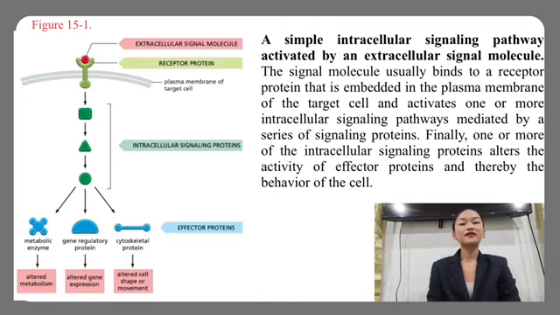This diagram illustrates a simple intracellular signaling pathway activated by an extracellular signal molecule. An extracellular signal molecule binds to a receptor protein on the plasma membrane of a target cell. This binding triggers a cascade of reactions involving intracellular signaling proteins. These proteins activate effector proteins, which can be metabolic enzymes, gene regulatory proteins, and cytoskeletal proteins. The activation of these proteins leads to a specific cellular response such as altered metabolism, altered gene expression, and altered cell shape or movement.